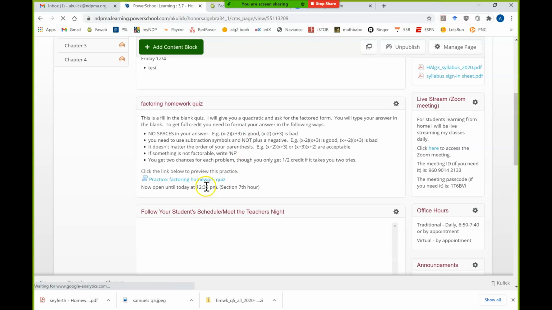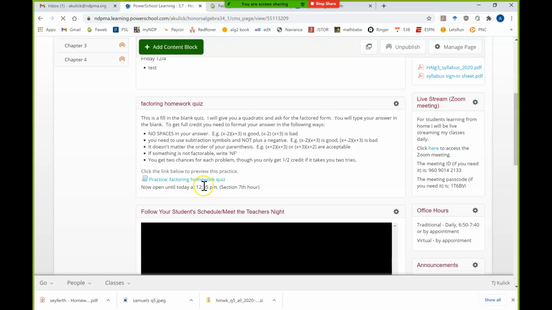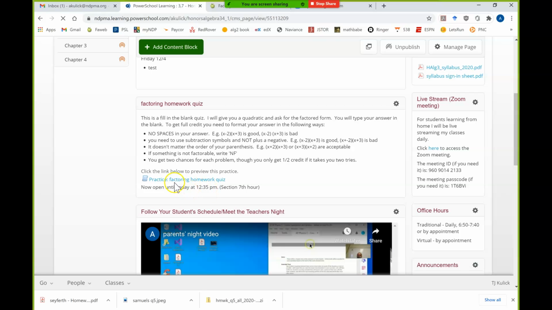This quiz is open and available until 12:35, so you'll have 40 minutes or so to get this done. It's timed, and you only get 10 minutes to do it, but it's all factoring problems. It's a fill in the blank quiz. You're given a quadratic and asked for the factored form, and you just type your answer into the blank. But it's going to be picky about how you format your answer.